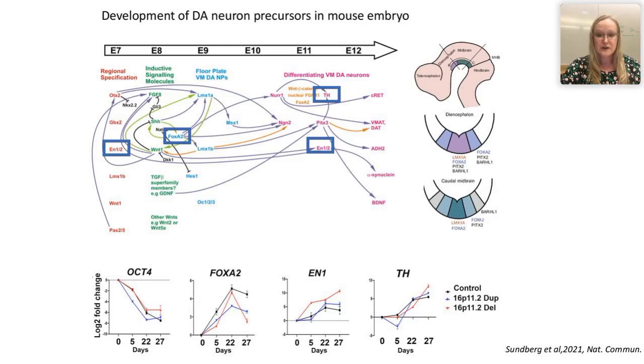And first, we verified that the cells had decreased expression of the pluripotency marker OCT4 during this developmental time, and at the same time, expression of FOXA2, which is the floor plate specific marker, increased significantly in the cells. Also, EN1 and TH positive cells were detected at high levels at day 27 of differentiation in these cell populations.